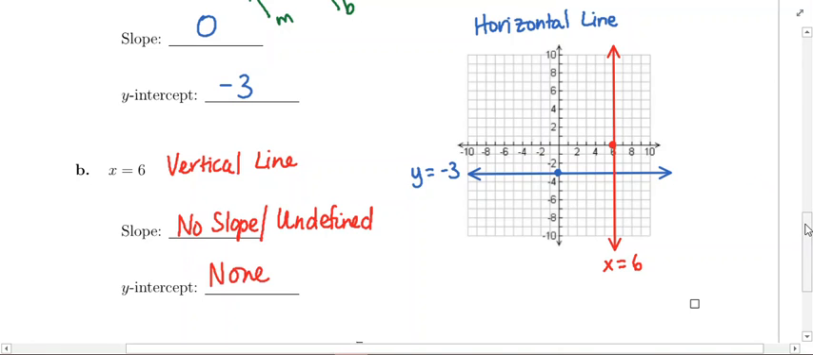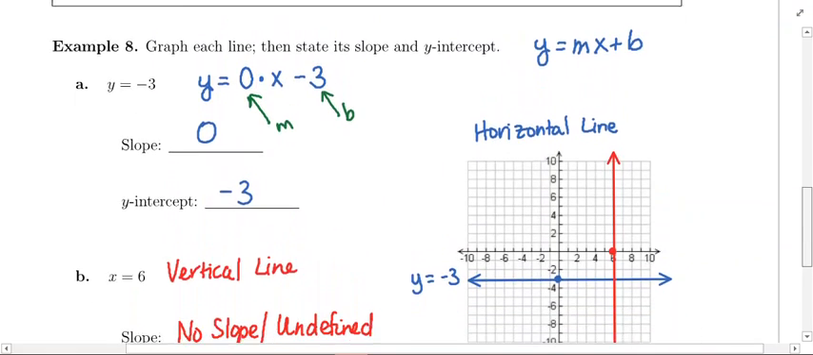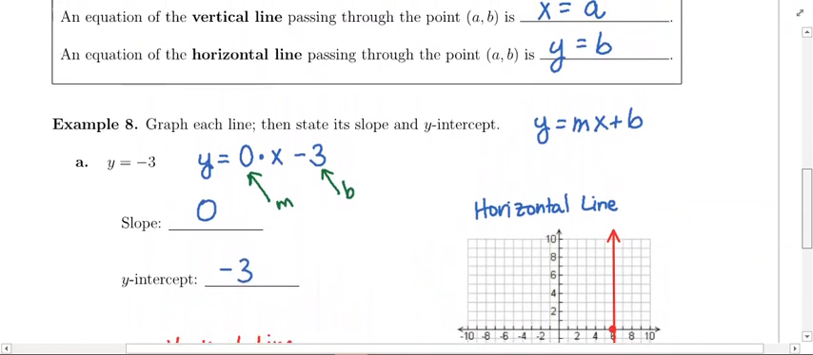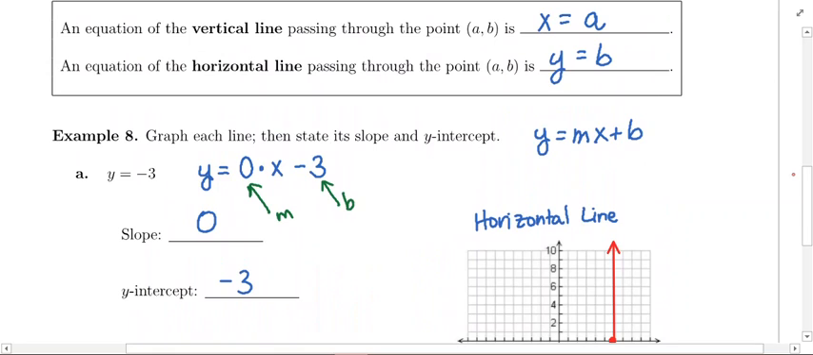This example, example 8, was just more practice with dealing with vertical lines and horizontal lines. One more time, vertical lines have the format x equals a number, horizontal lines have the format y equals just a number.